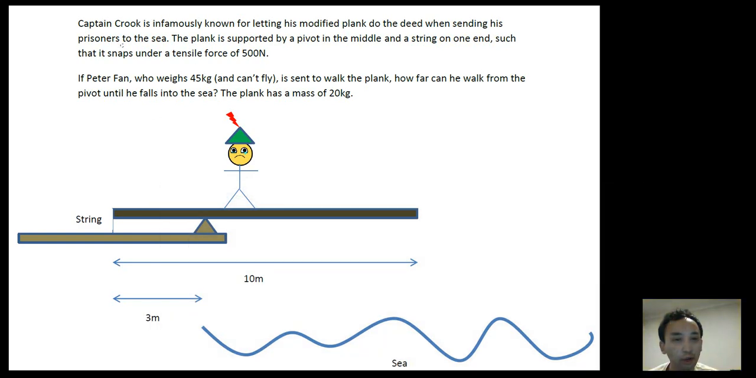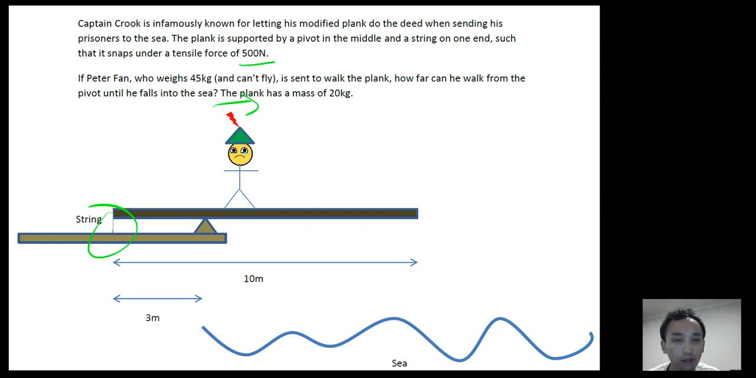Alright, so let's have a quick read of the story that's going on over here. We have this civilian, Peter Pan, walking towards the right, and we want to know how far he can walk until this string over here breaks. Now, there's a certain piece of information that's important here, and that's the 500 newtons.